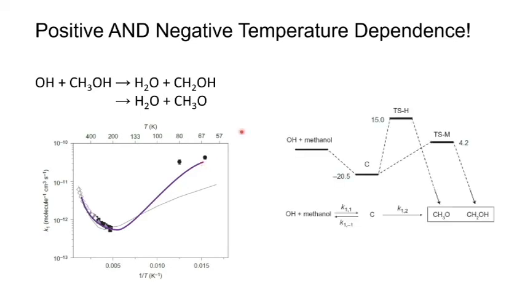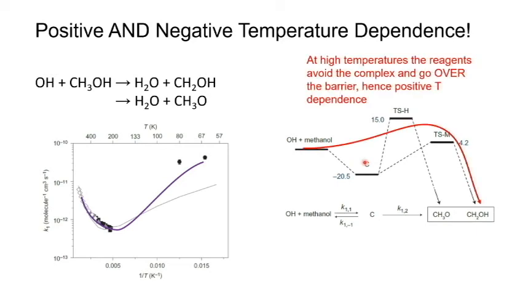Well, here's the reaction profile. It looks a little bit similar to what we saw before, but there is this complex here. And this is where the OH and the methanol are forming hydrogen bonds. So they're forming this pre-reaction complex. Now, at high temperatures, our reagents have got lots of energy and they don't notice this complex. They just go shooting over the lowest barrier and form water and this particular isomer here.